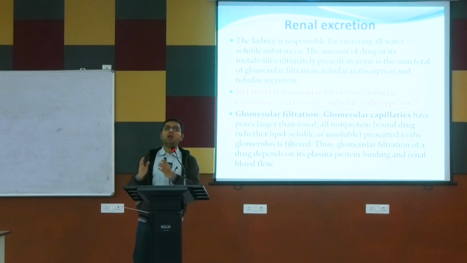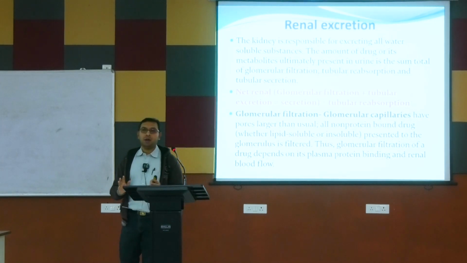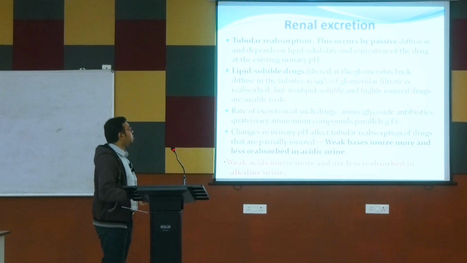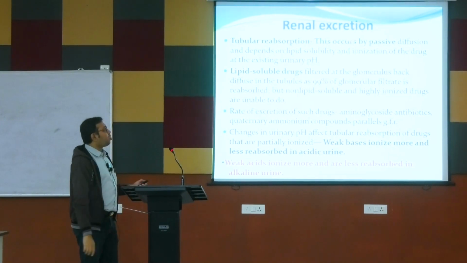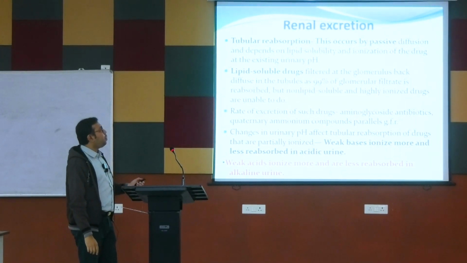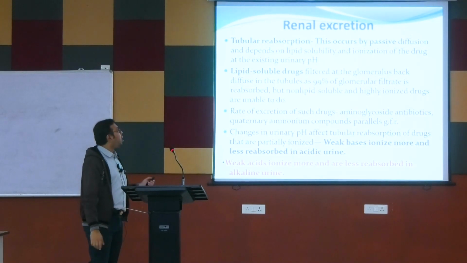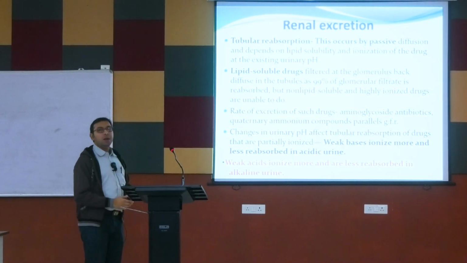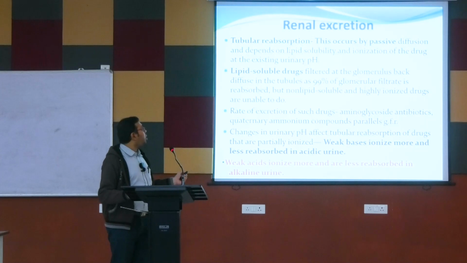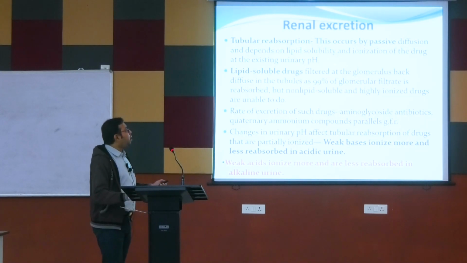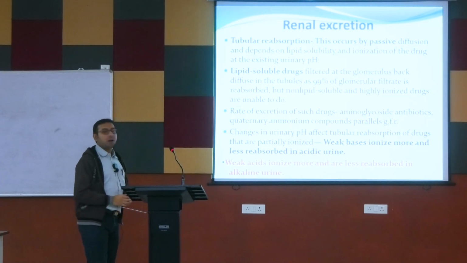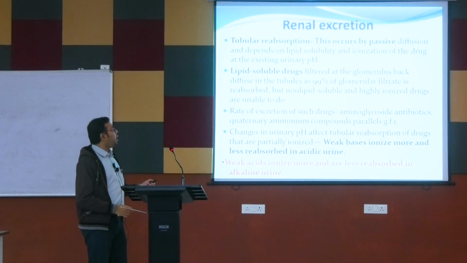So for renal failure or liver failure, the dose of the drug has to be decreased. So that is the importance of this. Tubular reabsorption occurs by passive diffusion and depends on lipid solubility and ionization of the drug at the existing urinary pH. As I said, some reabsorption happens, and that depends on the lipid solubility and ionization of the drug at the existing urinary pH.